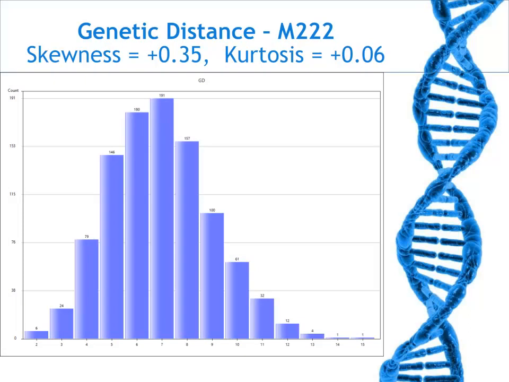Next you have M222, and it looks more like a normal curve, but there again it's slightly skewed to the right, which almost all haplogroups are. And the kurtosis is also very small, so it's a very acceptable range as well.